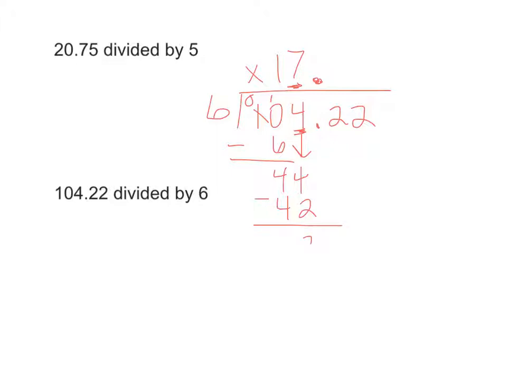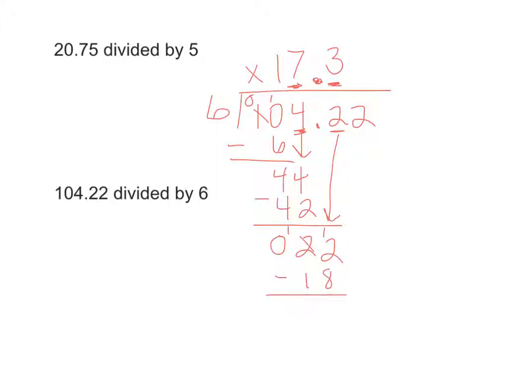4 minus 2 is 2. 4 minus 4 would be 0. So after I subtract, I bring down. Now notice that this 2 did come from behind the decimal, which means my answer will now start going behind the decimal in the 10th place. 6 can go into 22. It can go in 3 times. 3 times 6 is 18.